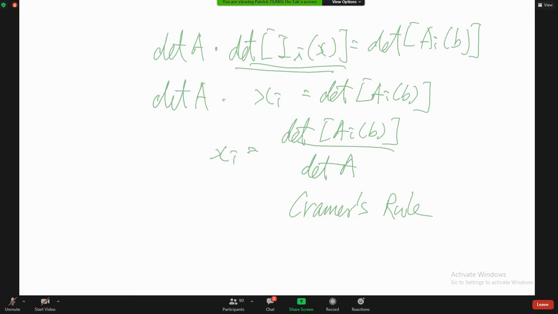When you substitute i to be different integers, for example 1, 2, until n, you will get all of x1, x2, until xn. All of them will be available by using this formula. So we get the result and we get the proof of theorem 5 done by using this idea. So far so good? So this is the proof of theorem 5.